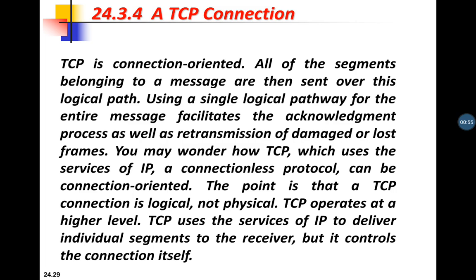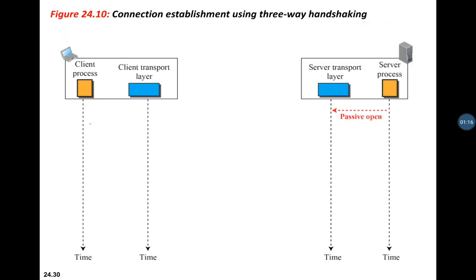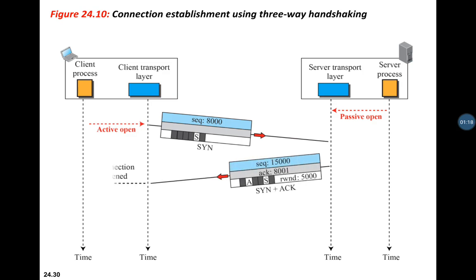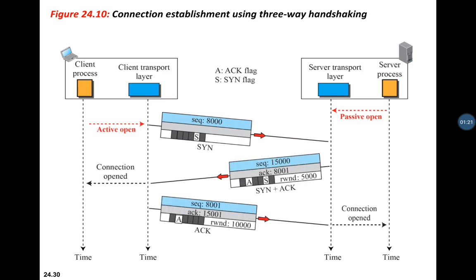Also, it controls the connection itself. If a segment is lost or corrupted, it is retransmitted. If a segment arrives out of order, TCP holds it until the missing segment arrives. This transmission requires 3 phases. The first phase is the connection establishment, the second phase is the data transfer, and the third is the connection termination.